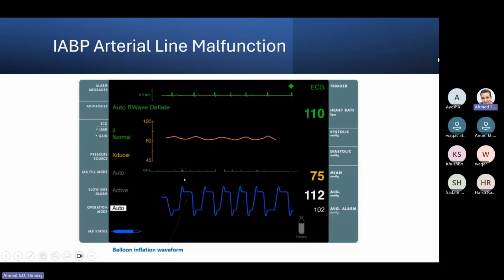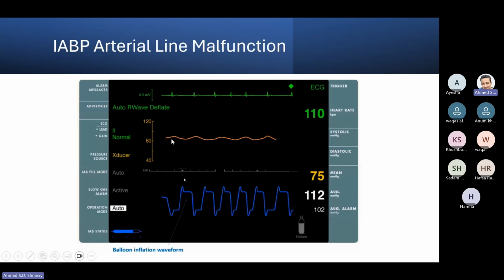The next abnormality is if you have an arterial line malfunction, like this one. Actually, the arterial line is not working, but the intra-aortic balloon keeps working because it is operating through the auto mode. So the balloon is relying on the ECG as a trigger for inflation and deflation. But if the intra-aortic balloon is shifted to the semi-auto mode and you change the trigger to pressure, the intra-aortic balloon will not work in this situation.